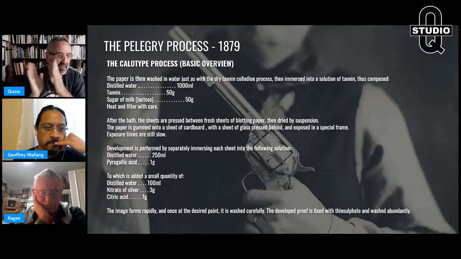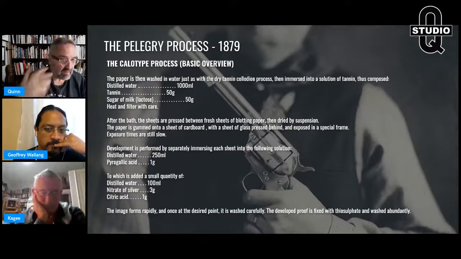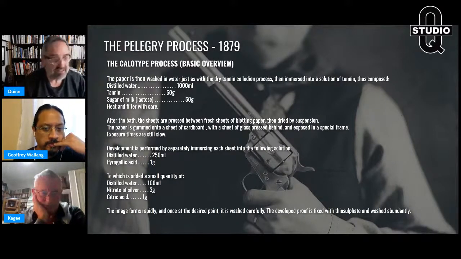You need, kind of like a vacuum press, you need to keep that stuff flat. Development is performed by separately immersing each sheet into the fine solution, 250 mils of distilled water and 1 gram of pyrogallic acid. To which, and now here we go with kind of a redeveloper again. You see this over and over again in the old manuals.